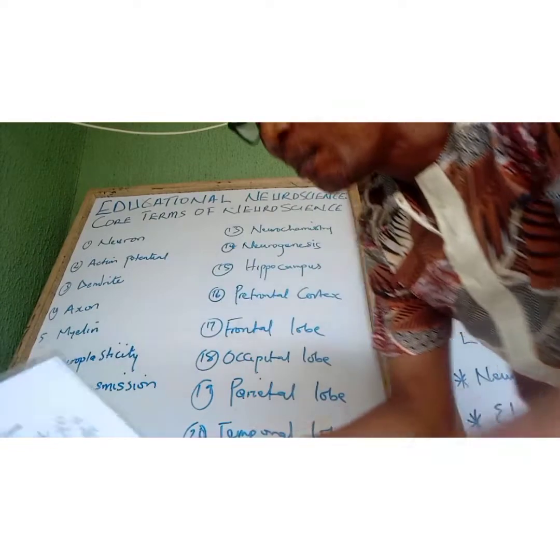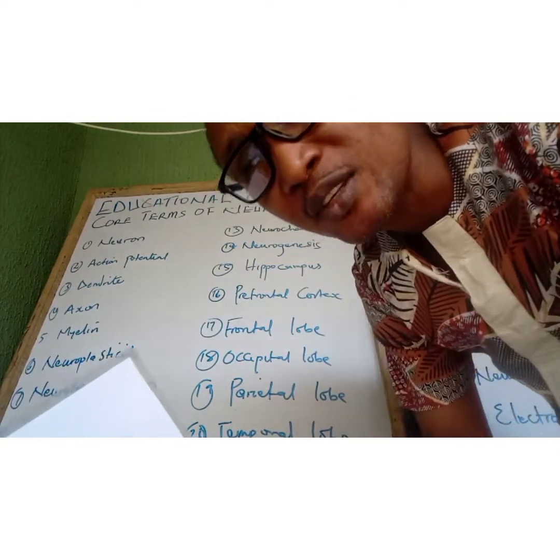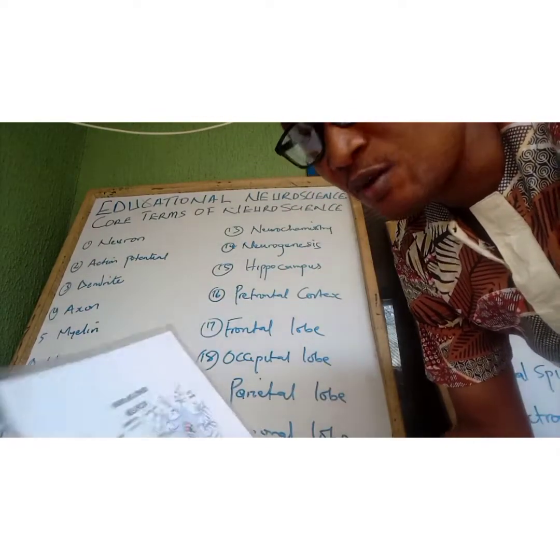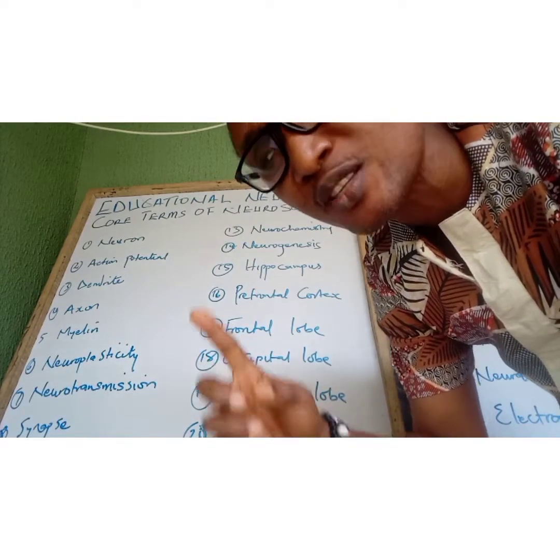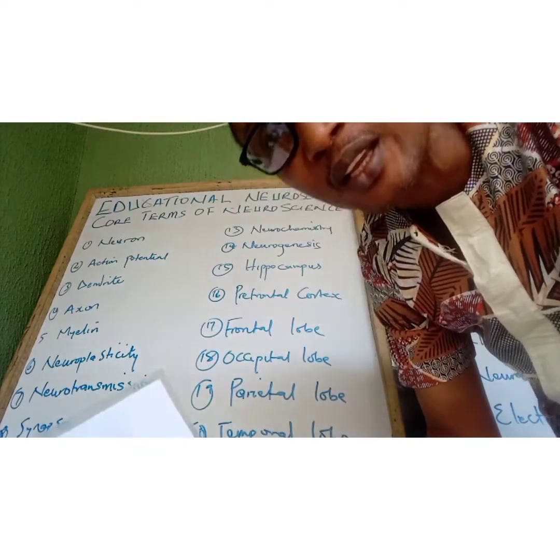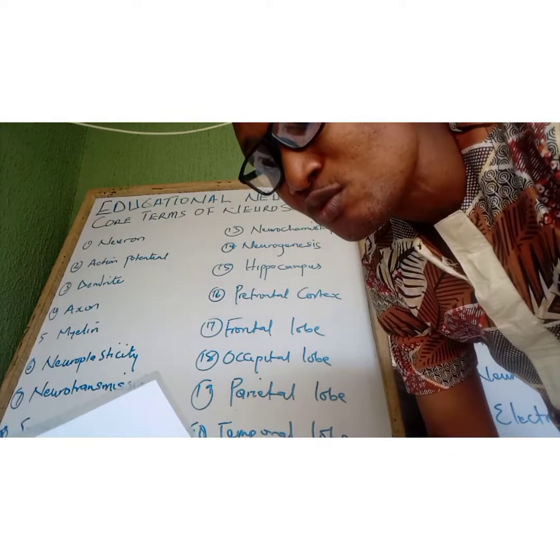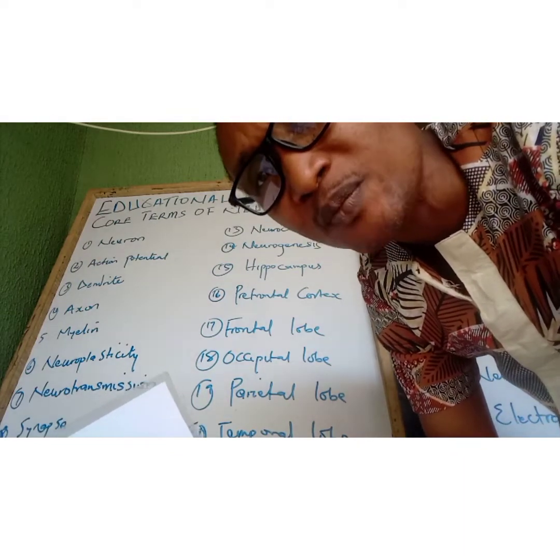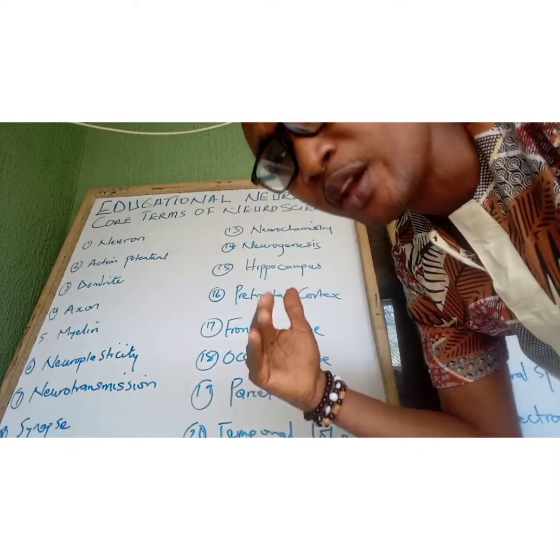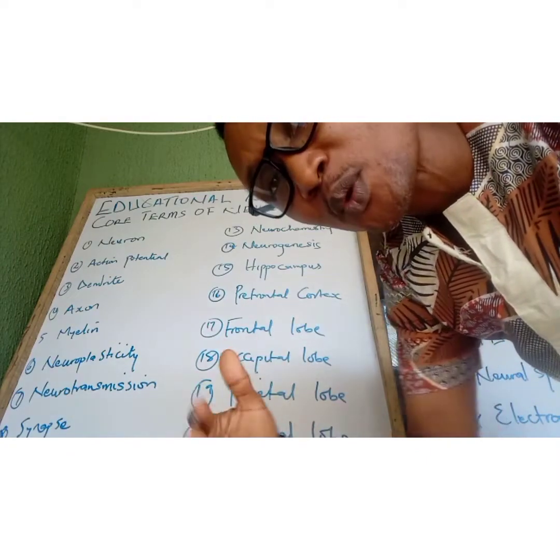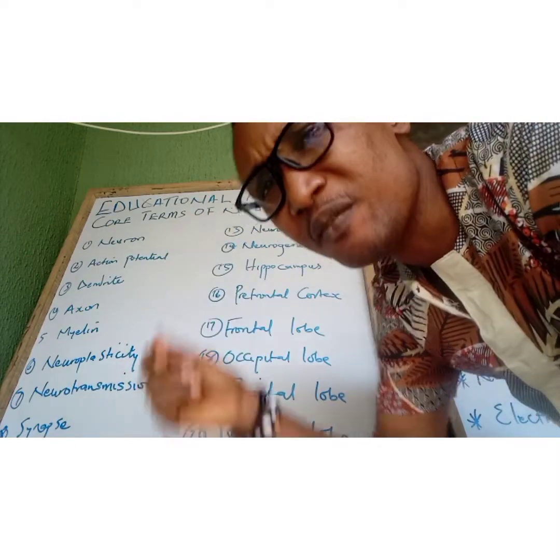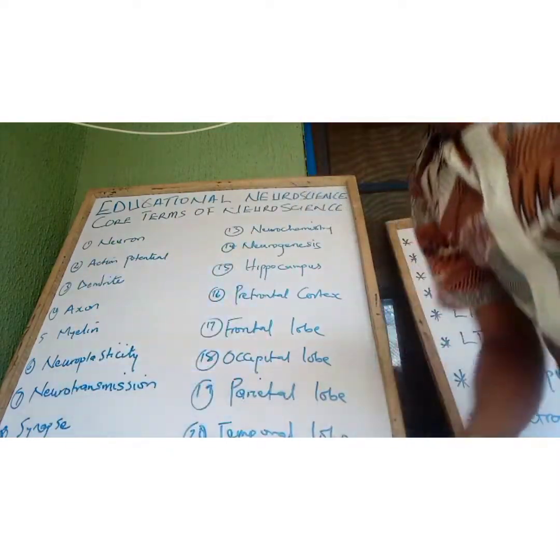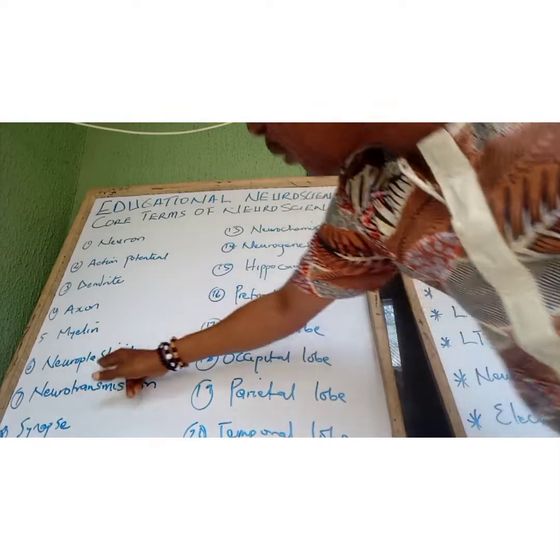Then myelin has to do with the fatty kind of substance that is produced by some glial cells that are referred to as oligodendrocytes. They are the ones who produce myelin. The myelin helps the axon to transfer information at the speed of light, very, very fast, from one neuron to the other.